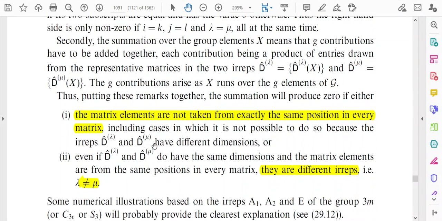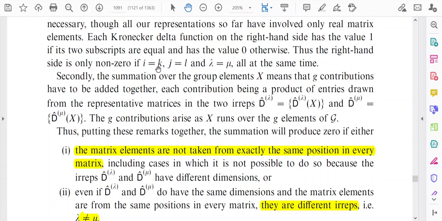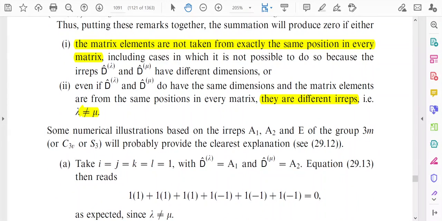And similarly, if they are different irreducible representations, that is if lambda is not equal to mu, then also the right hand side is 0. So the right side will give you values only when i is equal to k, j is equal to l, and lambda is equal to mu. In this case only the right side will give you a value, otherwise the right hand side will be 0.